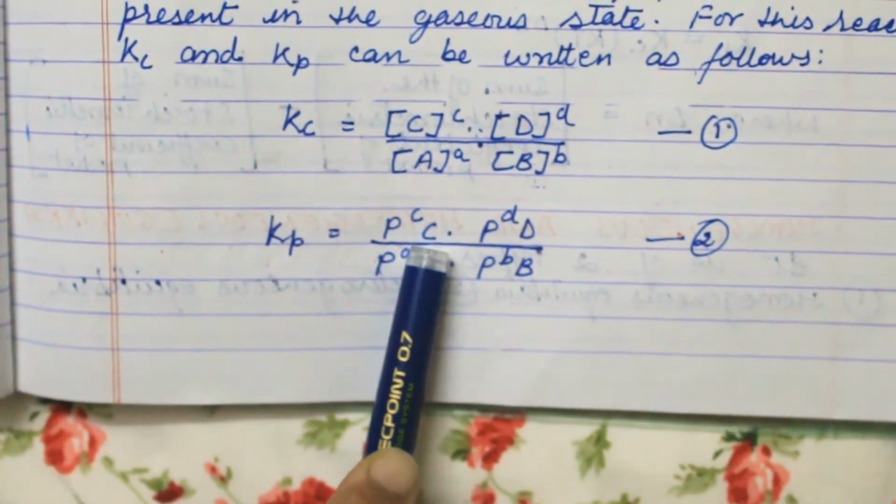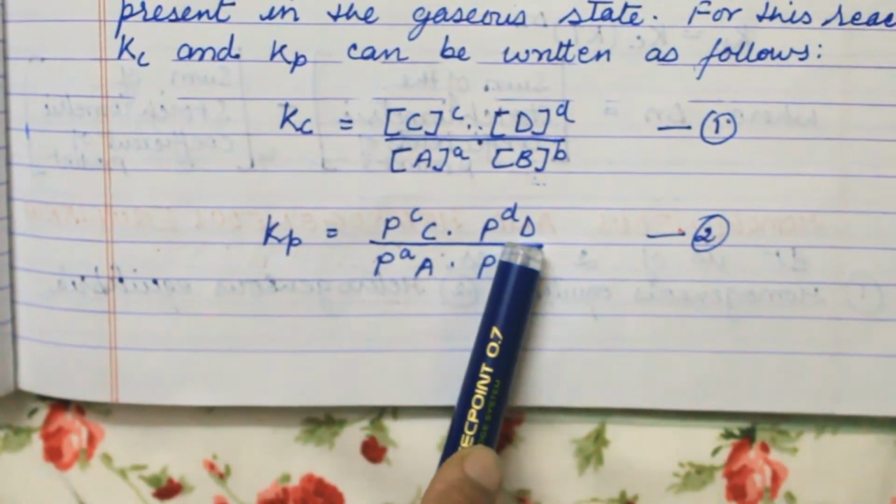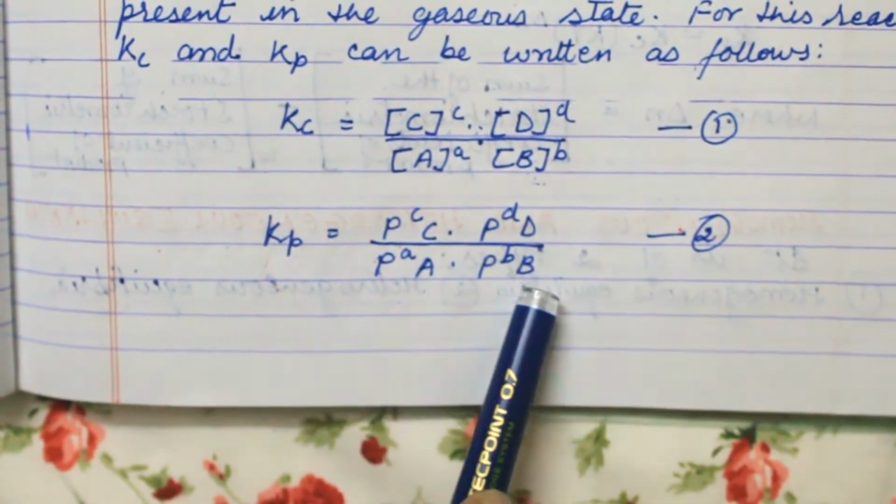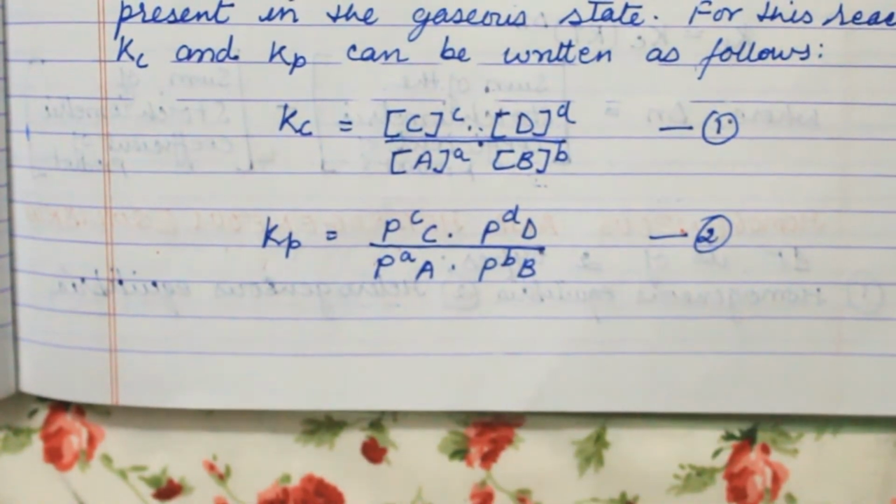This is the partial pressure of C. This is the partial pressure of D, and A and B. This is equation 2.